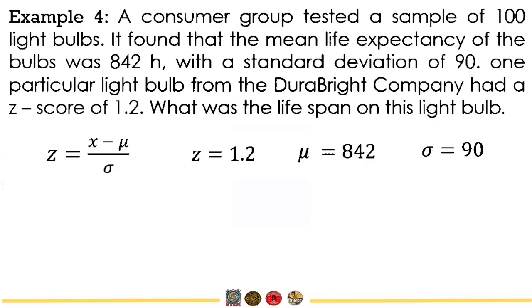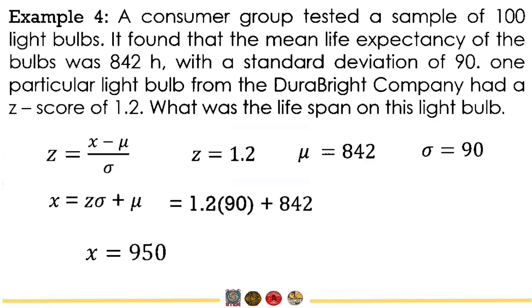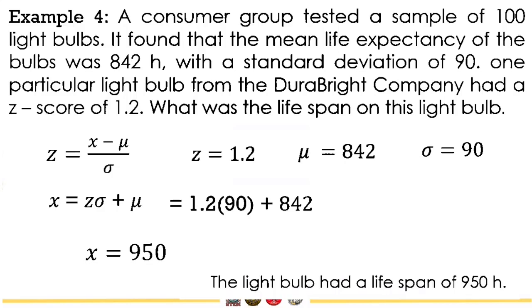What is 950? Okay, so what is 950? 950 means that is our answer. What is the lifespan of this light bulb? So the lifespan of this light bulb is 950 hours. So that is a real life application of the concept of z-score. We can solve for a particular value of x given the z-score, the mean, and the standard deviation.